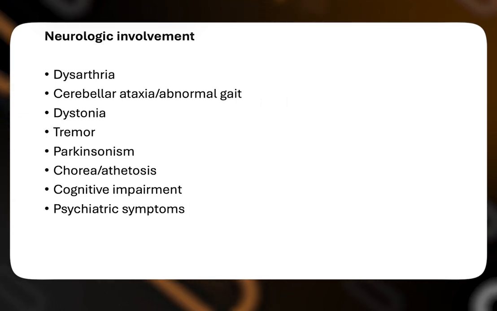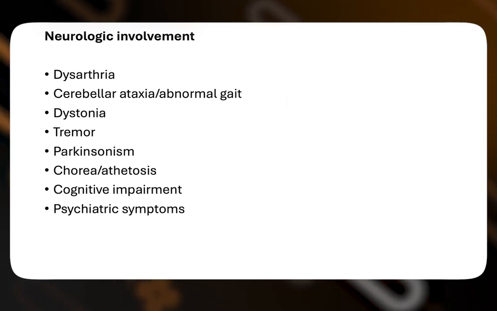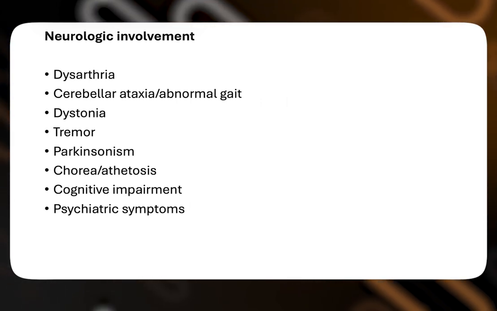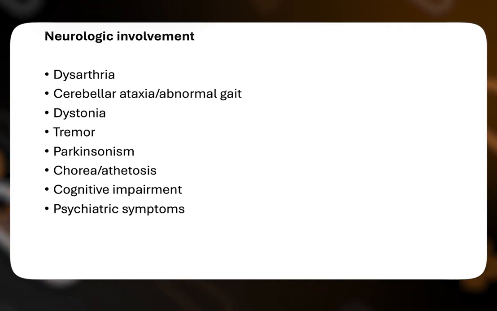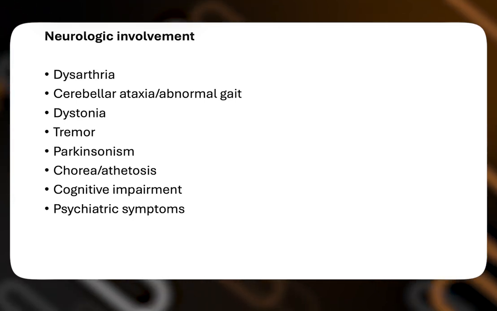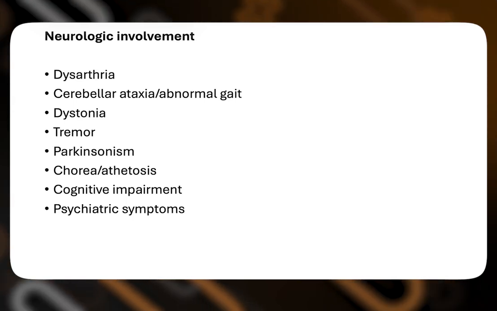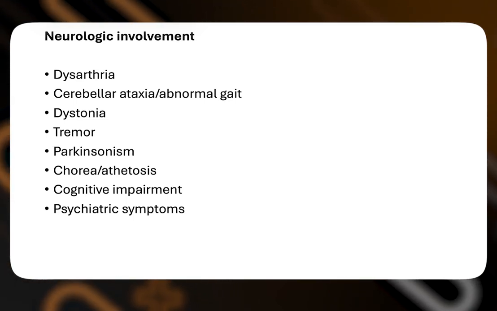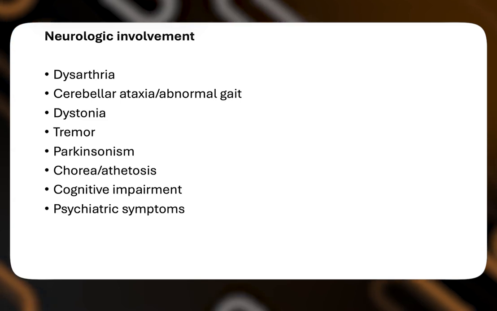Neurologic involvement: the second most common organ involved is the brain. Symptoms range from dysarthria, which is the most common, up to 97% of the patients with high levels of copper can get dysarthria. Then cerebellar ataxia, abnormal gait, dystonia, tremor, and Parkinsonism, choreoathetosis, cognitive impairment, of course, and psychiatric symptoms these patients can also have.